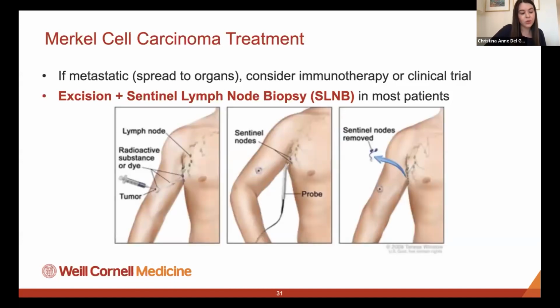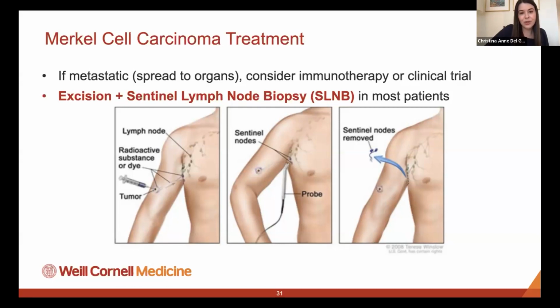So to explain a sentinel lymph node biopsy a bit more, we have a collection of lymph nodes, which are immune tissue. And we have these lymph nodes all over our body, but they're concentrated in certain areas, or what we refer to as basins, in the underarms, in the groin area, in the neck. And a sentinel lymph node is the first lymph node which cancer cells are most likely to spread to from a cancer.